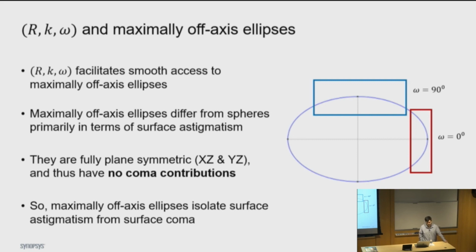The reason I want smooth and easy access to that is because maximally off-axis ellipses differ from spheres primarily in terms of surface astigmatism. It's not exactly the same as surface astigmatism, but that's going to be the biggest difference. And in particular, the maximally off-axis ellipse is going to be fully plane symmetric, and so it's going to have no coma contributions. So what that means is that if we use off-axis ellipses as a design degree of freedom, we can isolate the surface astigmatism contributions from the surface coma contributions, which is going to be necessary for our design process.